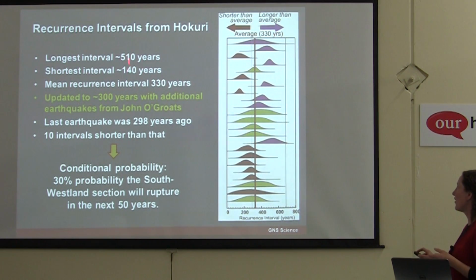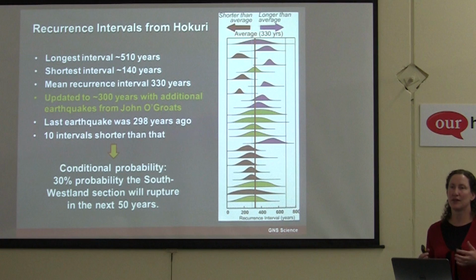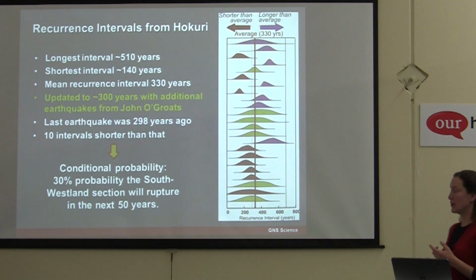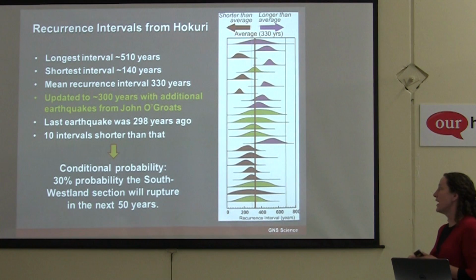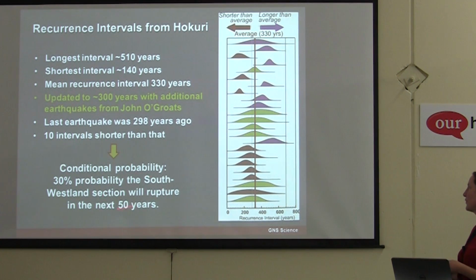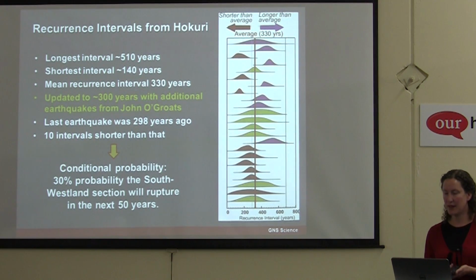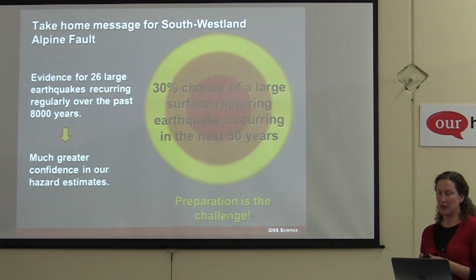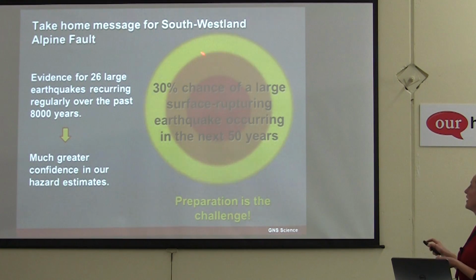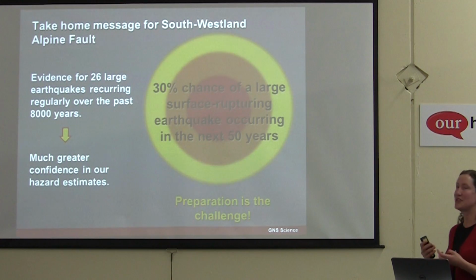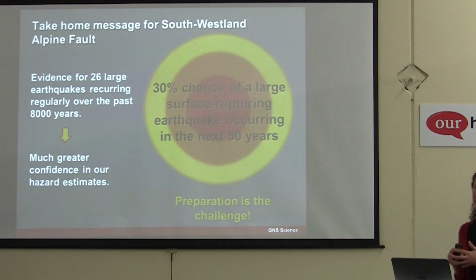When you do the statistics on this original Hikuri Creek recurrence interval, you get a 30% chance of that section rupturing in the next 50 years, but we haven't done the new calcs for this updated recurrence interval yet, and Jamie will be also showing you some numbers for the central section. So this probability is likely to change in the coming months, but it still stands as it is at the moment. And what I mainly want you to take home from this part of the talks is that we now have evidence for 26 large earthquakes recurring regularly in time over the last 8,000 years for that southern section of the Alpine Fault. That gives us much greater confidence in our hazard estimates.